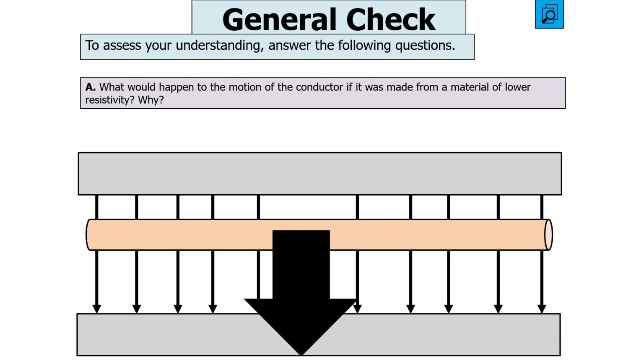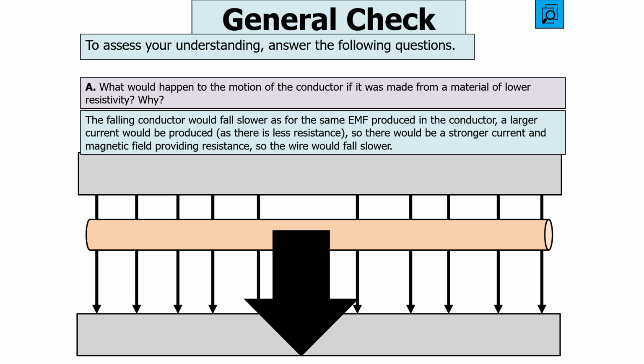What would happen to the motion of the conductor if it was made from a material of lower resistivity, and why? The falling conductor would fall slower, as for the same EMF produced in the conductor, a larger current will be produced, as there is less resistance. So there will be a stronger current and therefore a stronger magnetic field providing resistance, so the wire would fall slower.